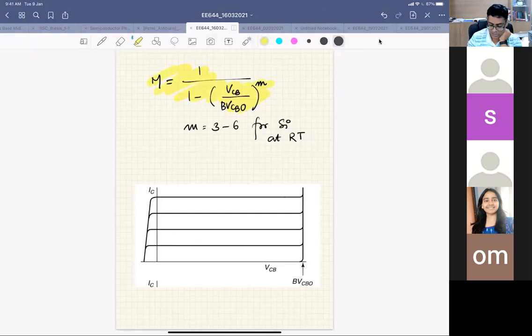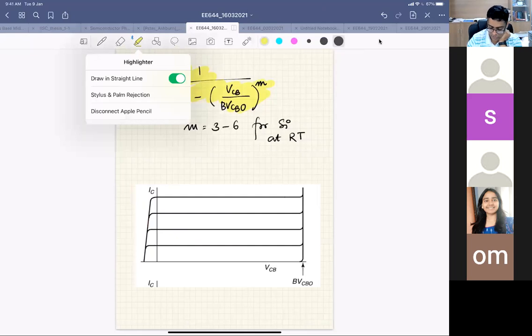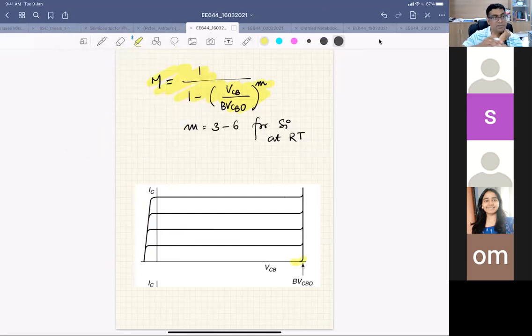So here you could see, as you go on increasing your VCB, that means you are increasing the reverse voltage across the collector base junction. At some point, the multiplication factor becomes infinite. So your current increases. If you look at this characteristic here, it is flat. Let's say your IB is 0, so it is flat and it's increasing suddenly.